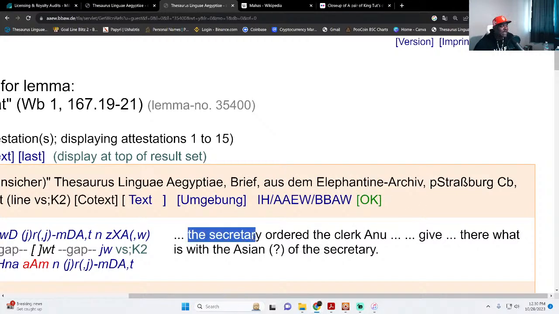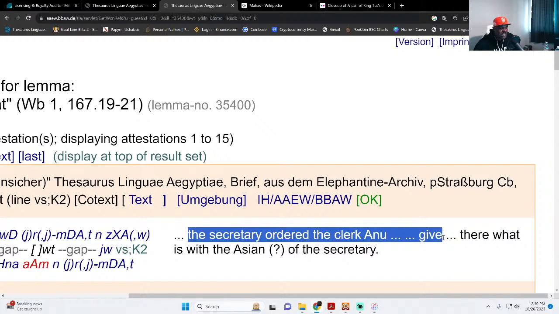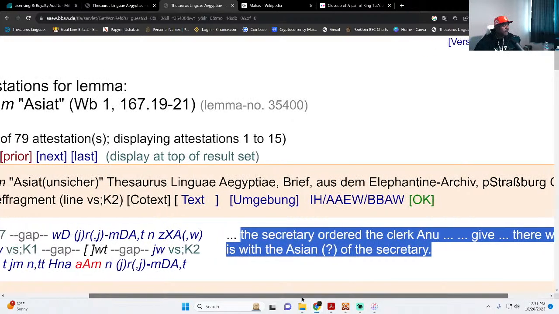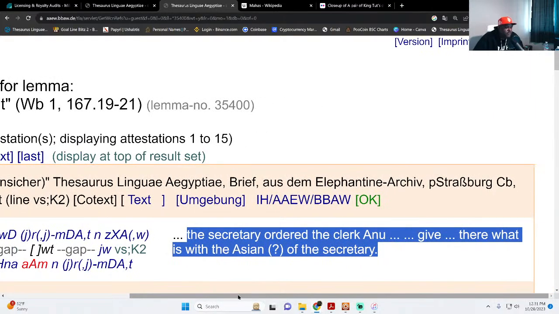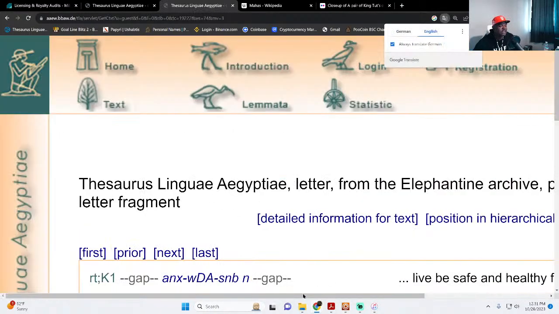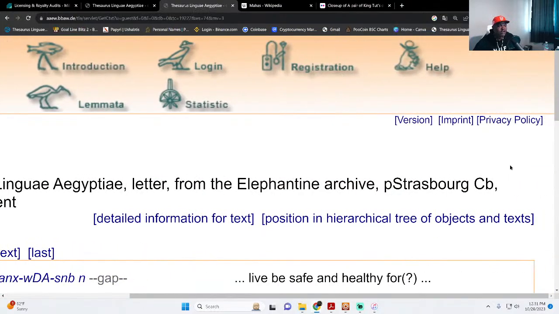You see, the secretary ordered the clerk Anu to do something and give something. There, what is with the Asian of the secretary. But it probably would be something that they're giving that was with the Asian to a secretary. This text is more exhaustive, and we could probably go into the text and get the nature of the text to see what they were actually talking about.